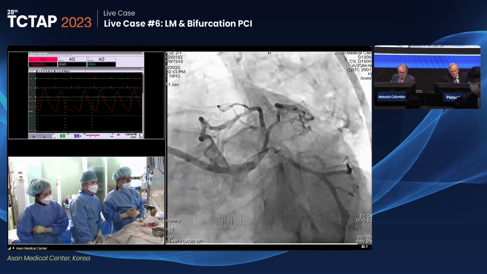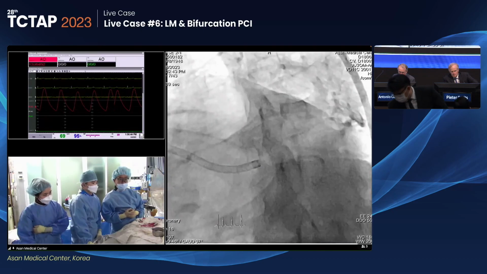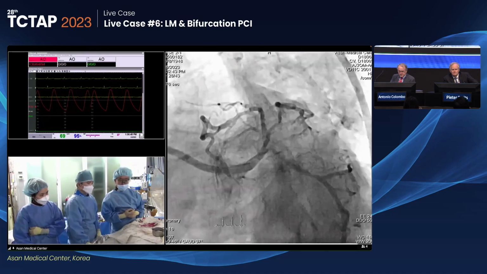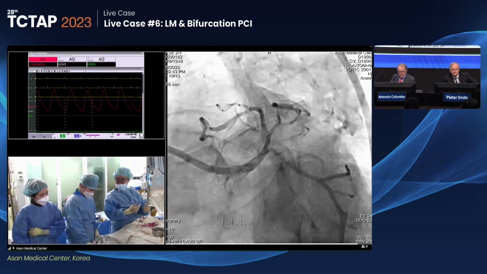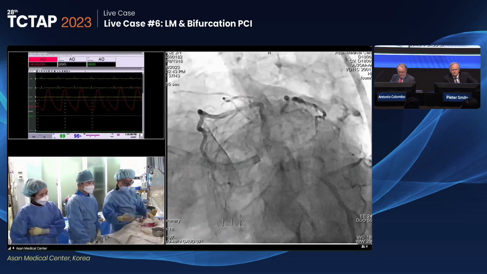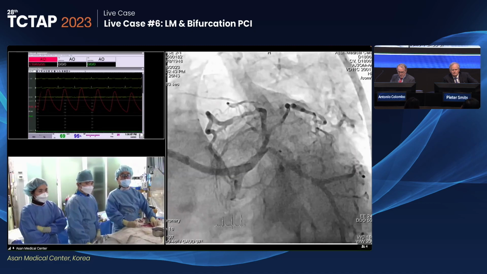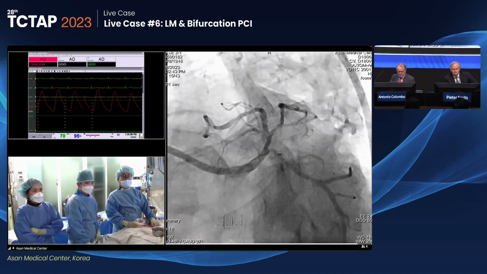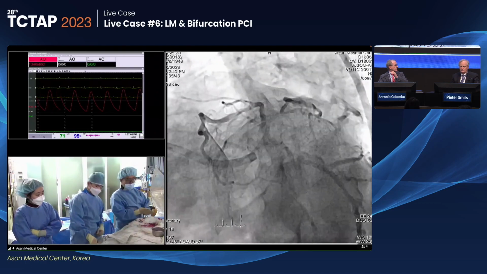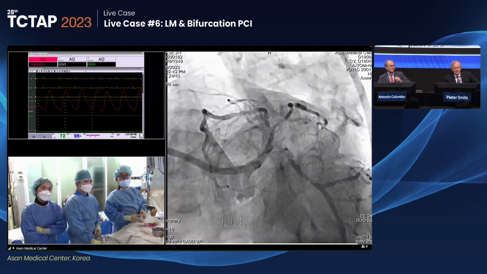So at this moment, this is a 76-year-old female. The RCA was already treated, and today we are going to treat the left main bifurcation region, with some calcified region. At this moment, we would like to discuss how to treat this patient. Okay, so does anybody want to start first? What will be the first move?